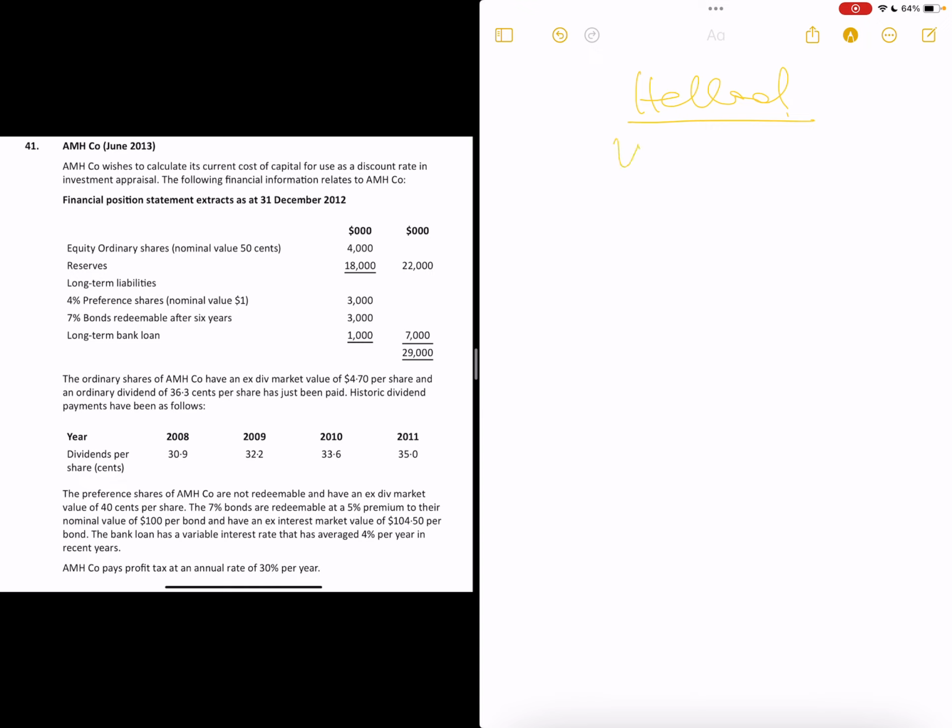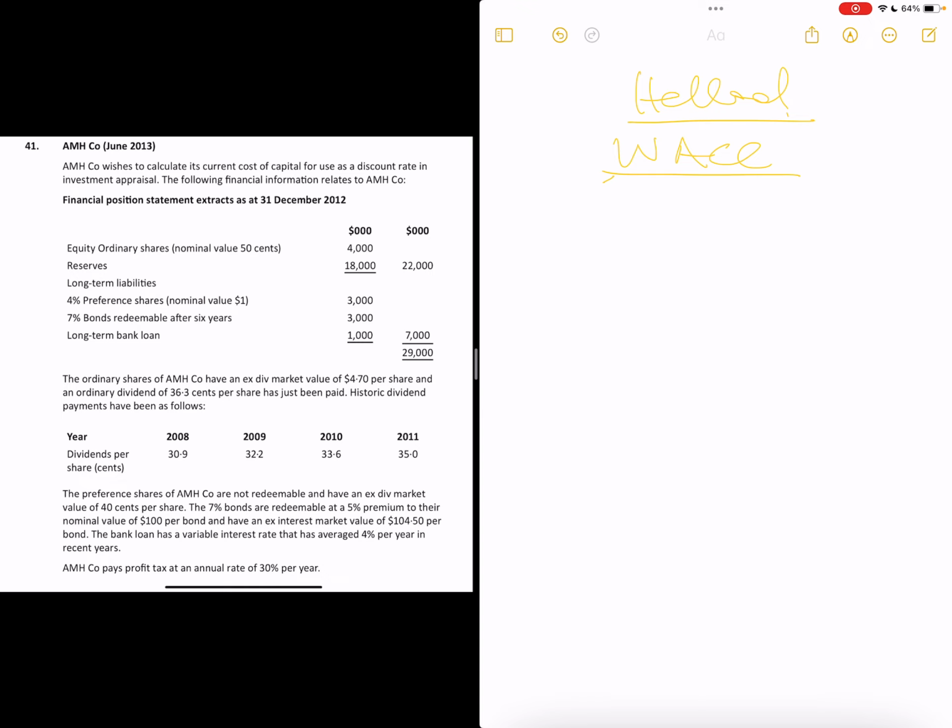Still on WACC, and this will be the third question I'm going to be solving on cost of capital. This one is another WACC question. If you look at this AMH Co, it has different types of capital, and like I said in my previous video, I love questions like this because it gives opportunity to revise cost of debt, cost of equity, and putting it together, you can determine what WACC is.